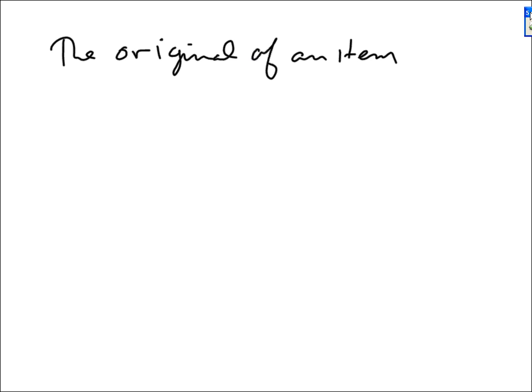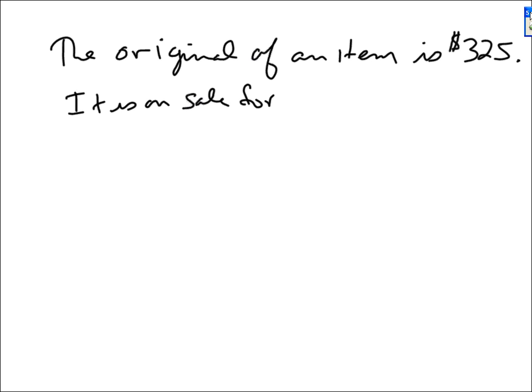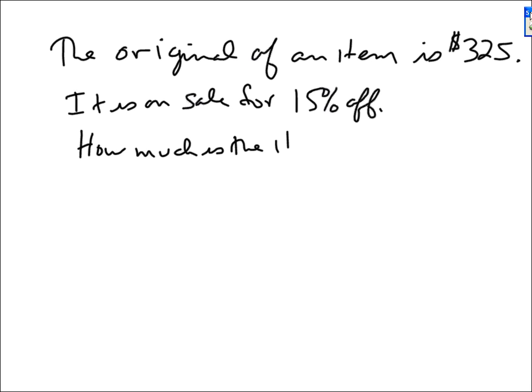Suppose you go shopping and you come to know that there's a sale, and the original price of an item that you would so much like to buy is $325. But like I said, it's on sale for 15% off. Not including taxes of course, sales tax. How much is the item now? And don't include the sales tax yet.